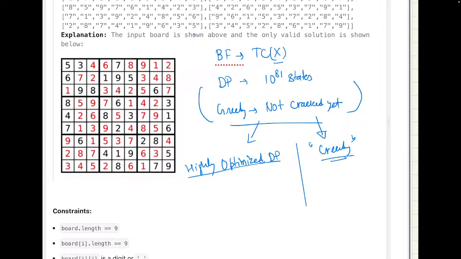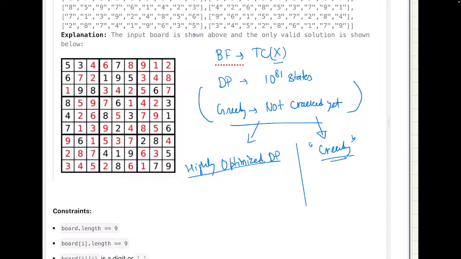So greedy is currently out of scope at the moment. I will not jump into greedy, and it's better to first go with brute force. Then that will actually help you to form a greedy approach, if there is any.